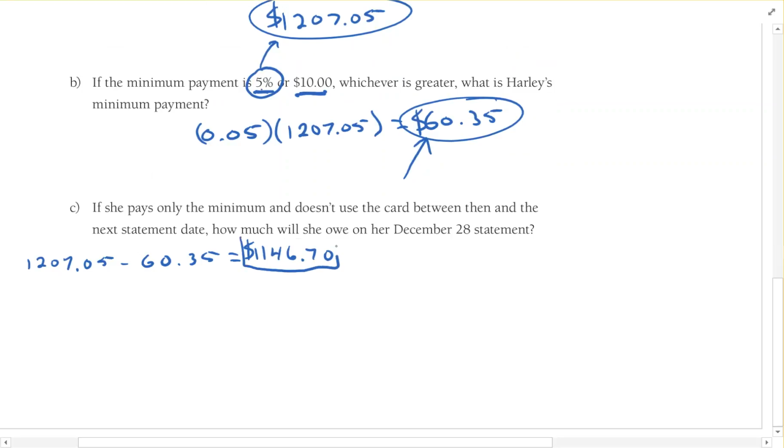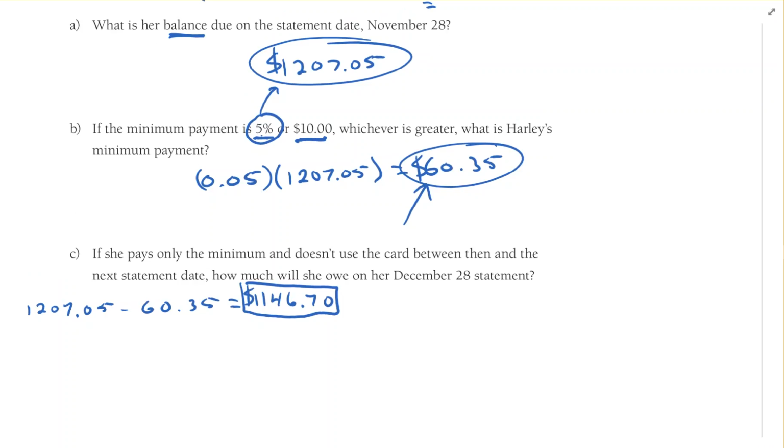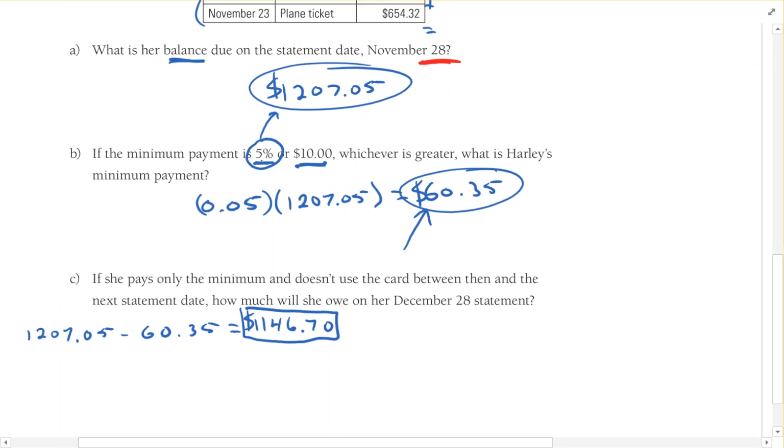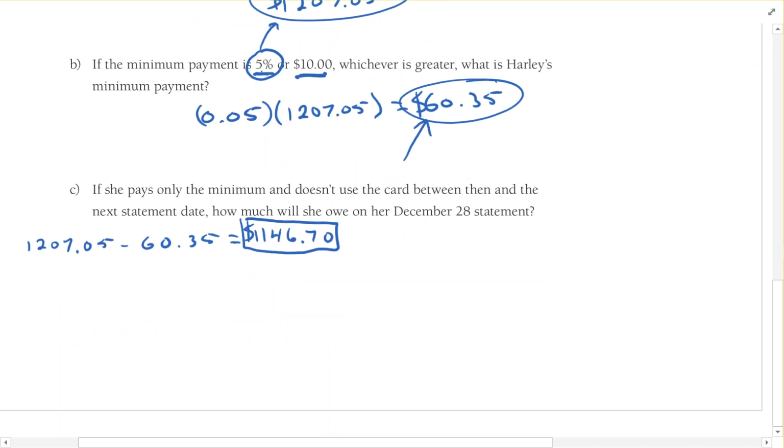Okay, so I'm going to put a box around that maybe to show that we need that for later. Now the next thing we got to do is figure out how many days actually go by. So we're starting out at November 28th, right? And we are going until December 28th.